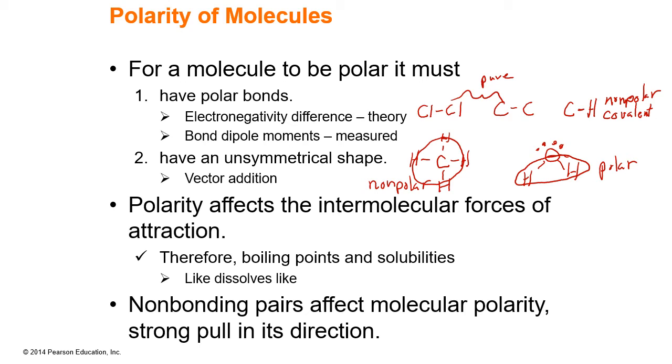Non-bonding pairs affect the molecular polarity, and this is because there's a strong electron density on those non-bonding pairs. So just like when we looked at the water molecule, it is a polar molecule because of those non-bonding pairs.